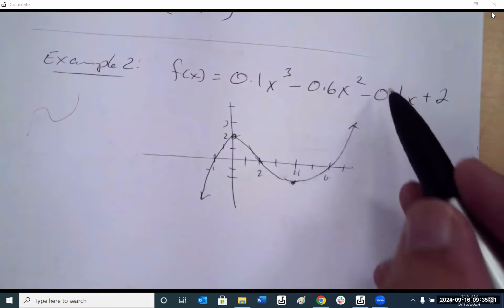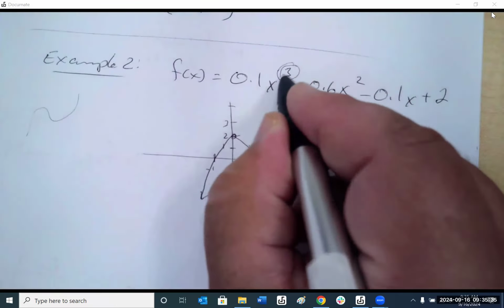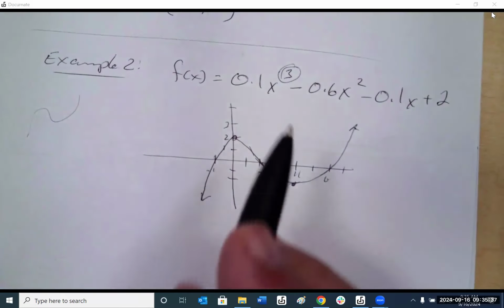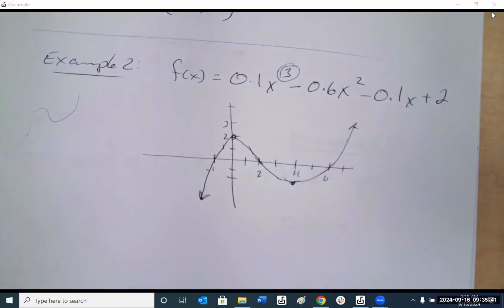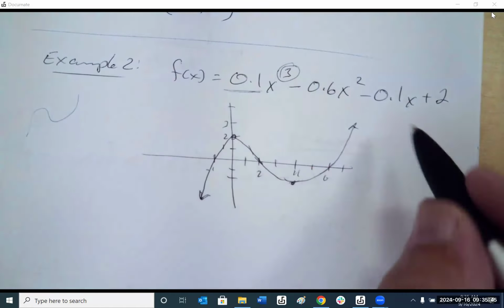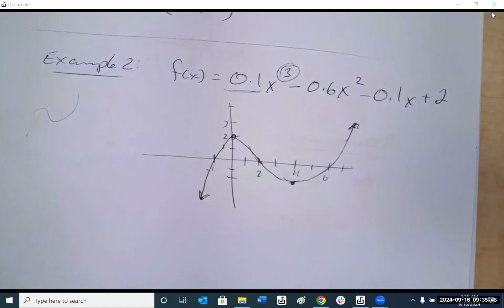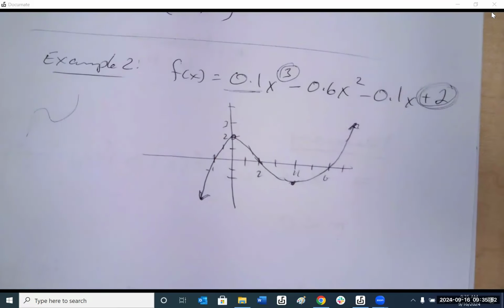so this is the graph of the function. We know the shape of the graph because it's a cubic function. Both ends have to point in different directions. And since the number in front of it is positive, we know it goes up to the right this way. We also know that it crosses the y-axis at 2 because that's our constant value.